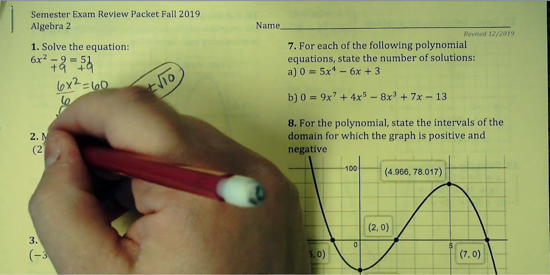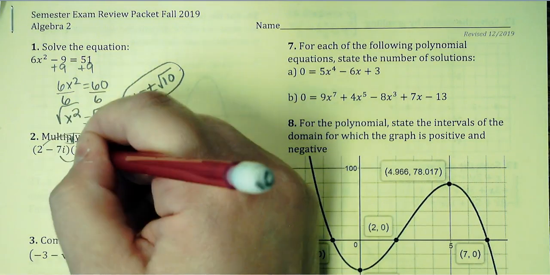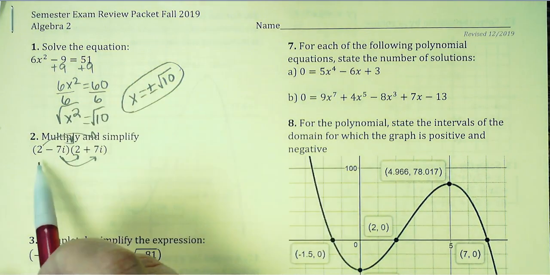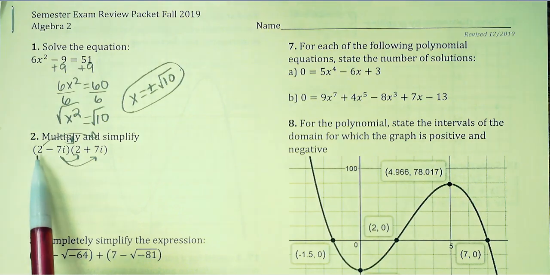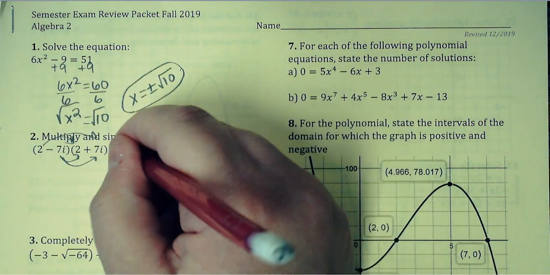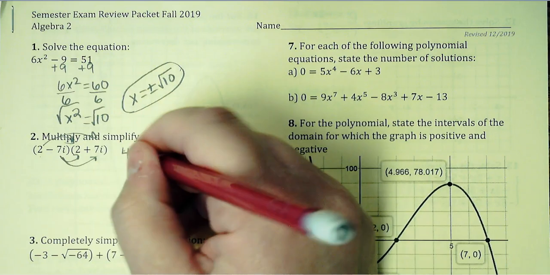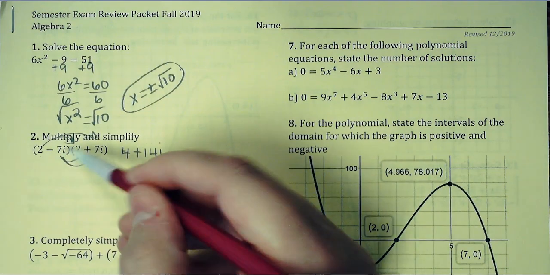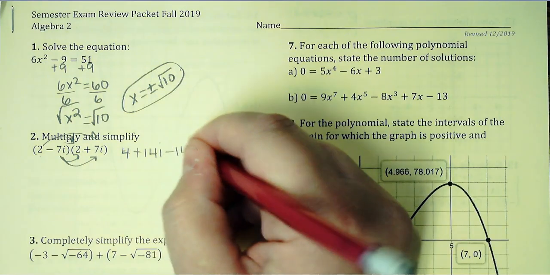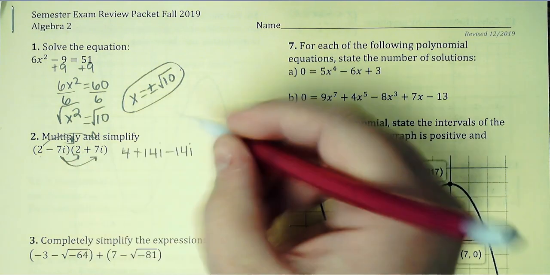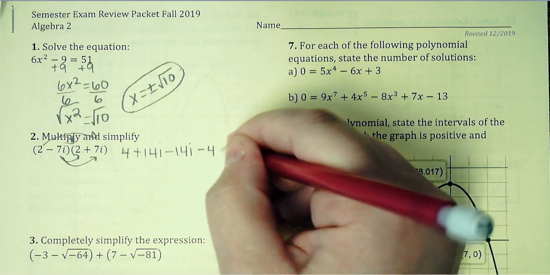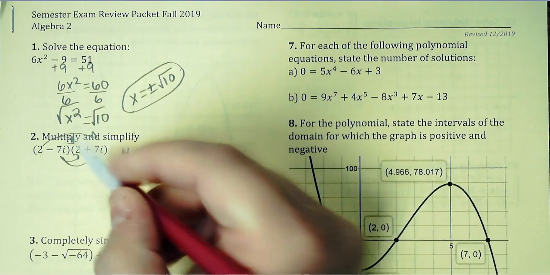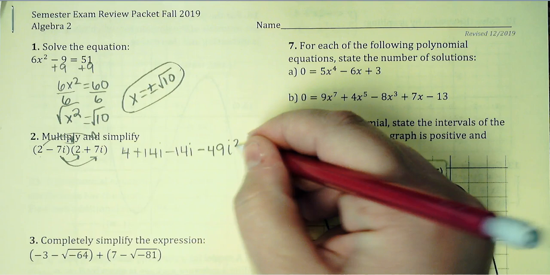Second question, this is just a FOIL, or you can draw yourself a box if you prefer that. I just think of it as a double distributive property. 2 times 2 is going to give me 4. 2 times 7i is going to give me 14i. Now, negative 7i times 2 is going to give me negative 14i. And negative 7i times 7i. Negative 7 times 7 is negative 49. i times i is i squared.